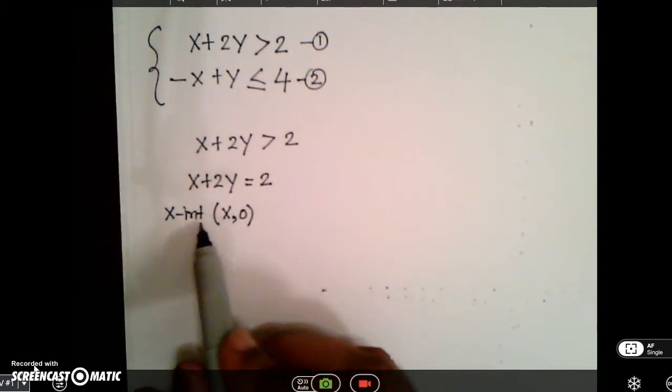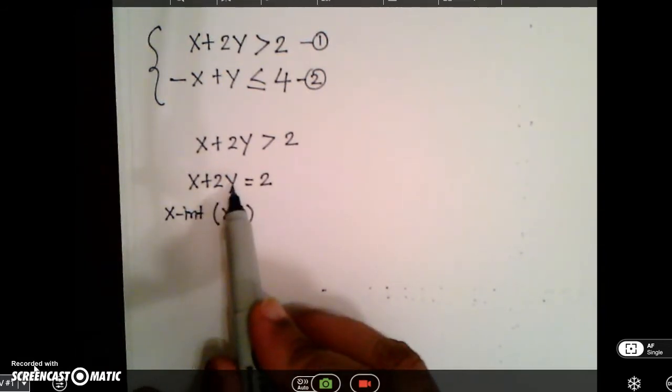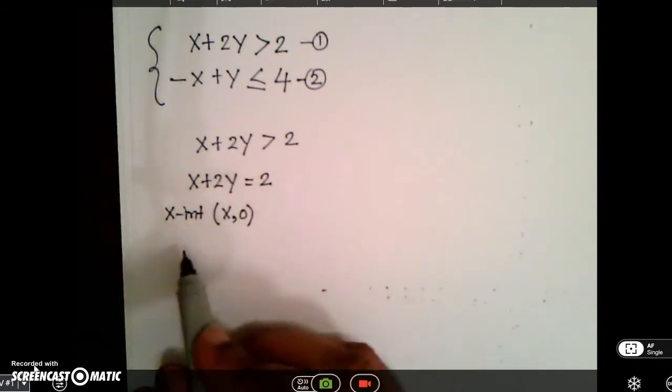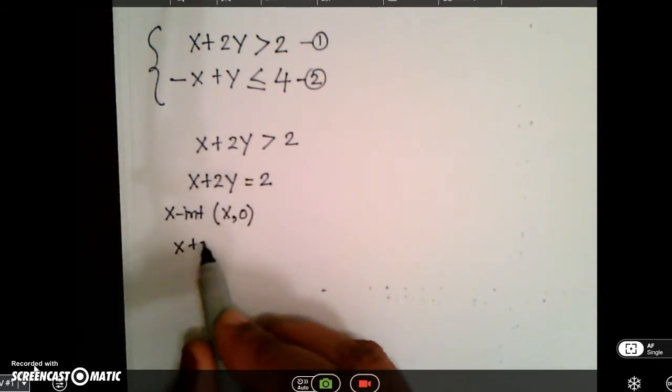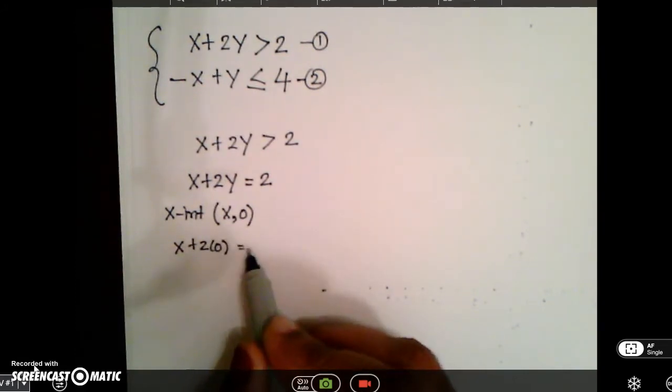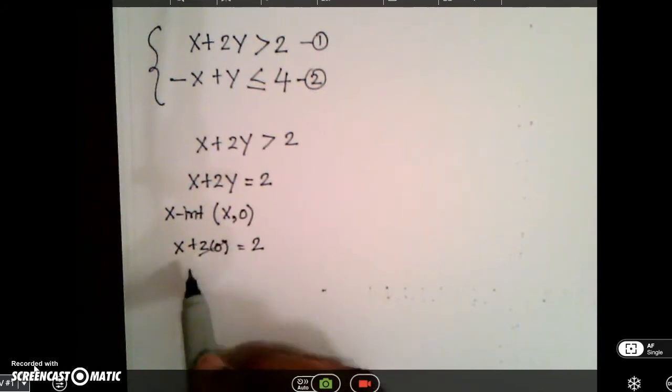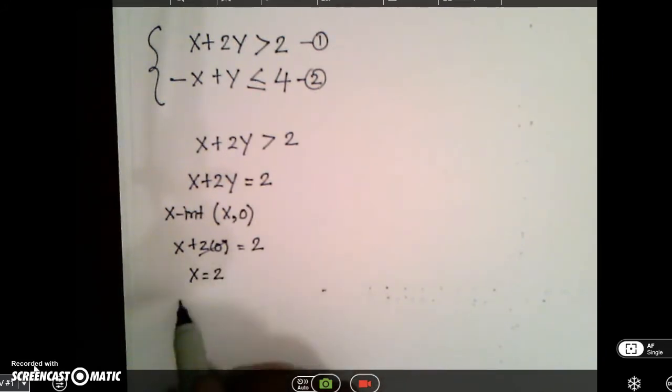In this case, for my x comma 0, my y becomes 0, so this whole thing goes away. My x is equal to 2. For people who are still not following this, I'm plugging in y as 0, so this whole term goes away. I have x equal to 2, or my x-intercept is 2 comma 0.